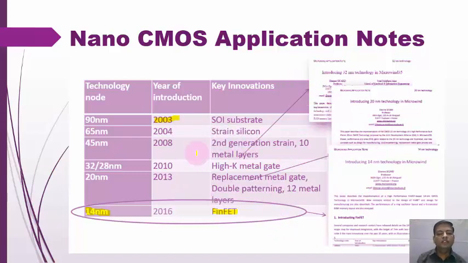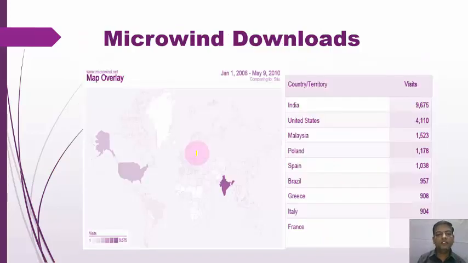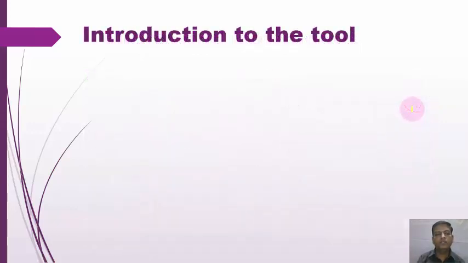According to that, Microwind downloads. The main users of Microwind downloads are in India, 9,675 in 2010. If you look, there are 10,000 customers or visitors from India. Out of these selected countries, most of the users are in India.